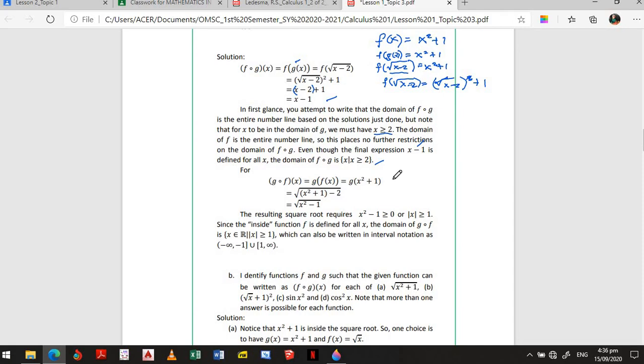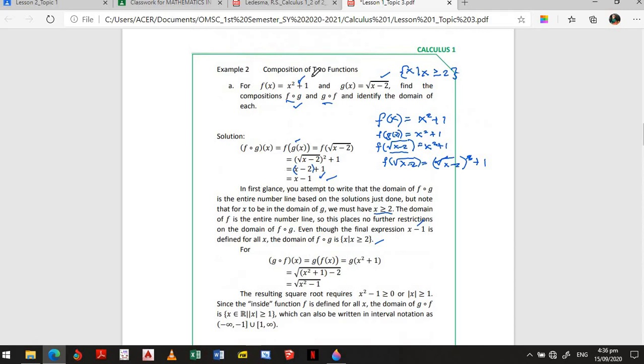So, it is not necessarily true that whatever the answer is there, all the x that can be substituted in that one should be the domain of our f of g of x. That is wrong. We have to consider also that the domain should satisfy both our f and our g. Okay?